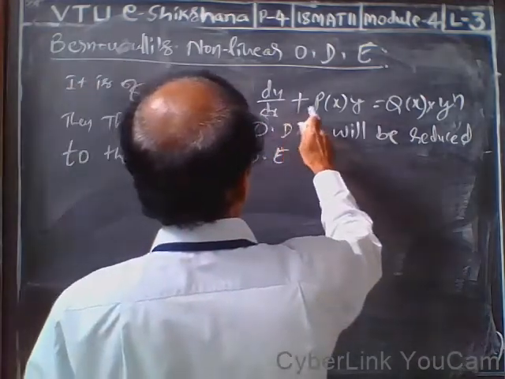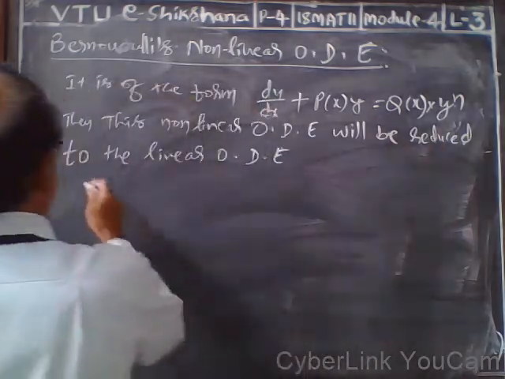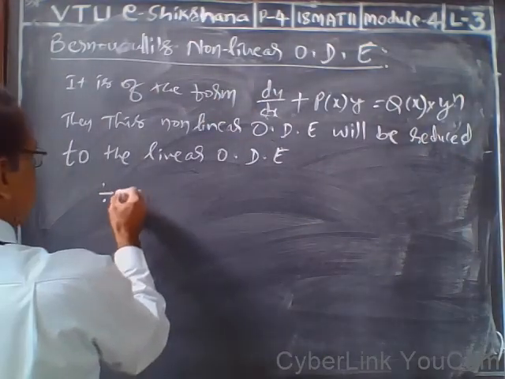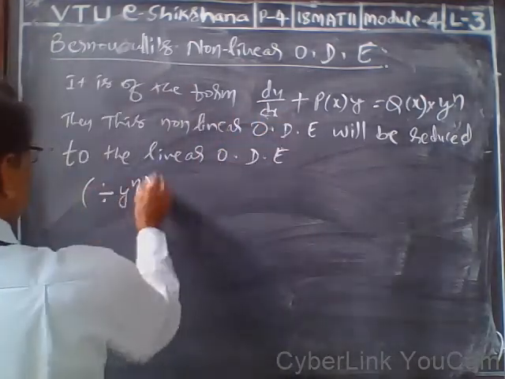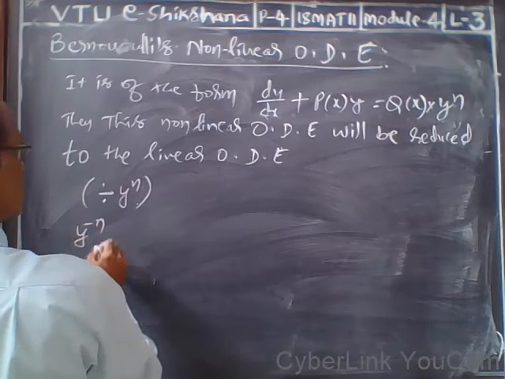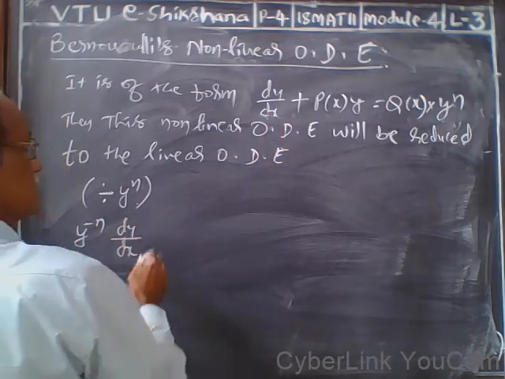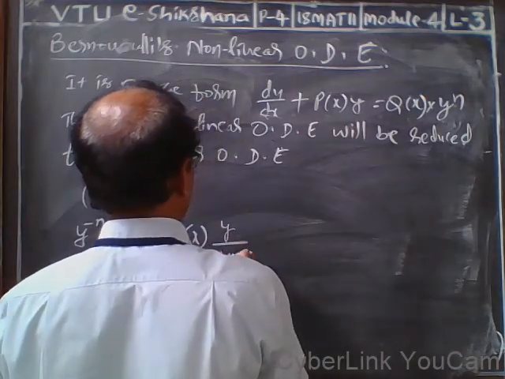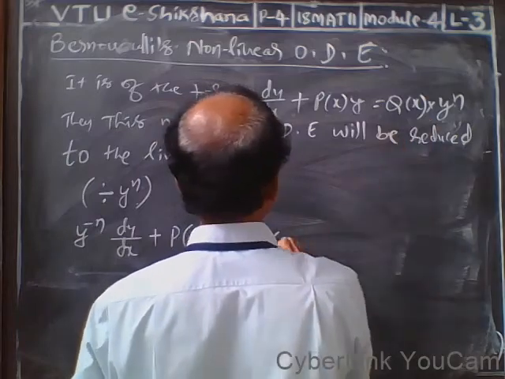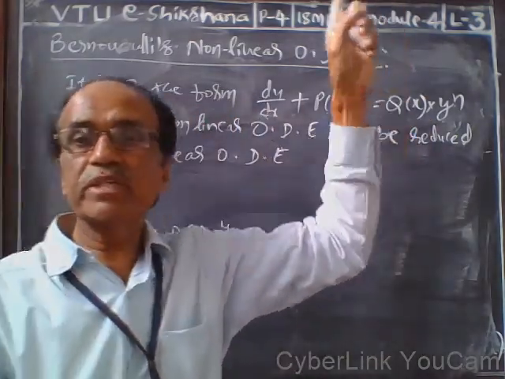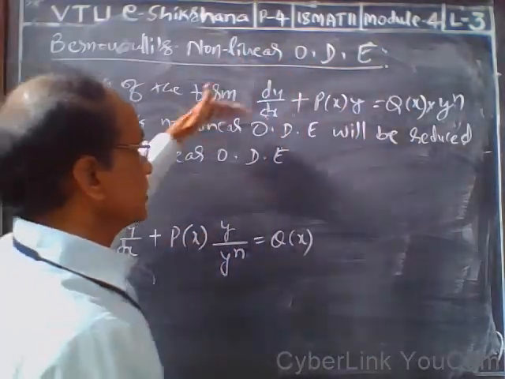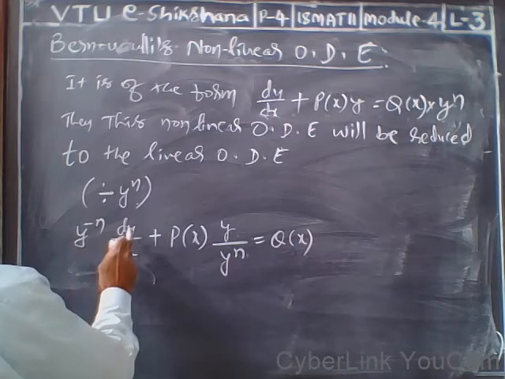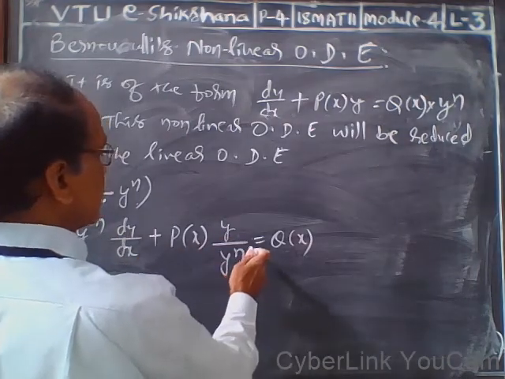Then dy by dx plus p of x into y is equal to q of x into y to the power n. That will be reduced to the linear form by dividing completely by y to the power n. Therefore, I divide throughout this differential equation by y to the power n, and I get y to the power minus n dy by dx plus p of x into y divided by y to the power n is equal to q of x. First of all, you have to remove this y to the power n, which represents the nonlinearity, and then convert this nonlinear differential equation into a linear differential equation.